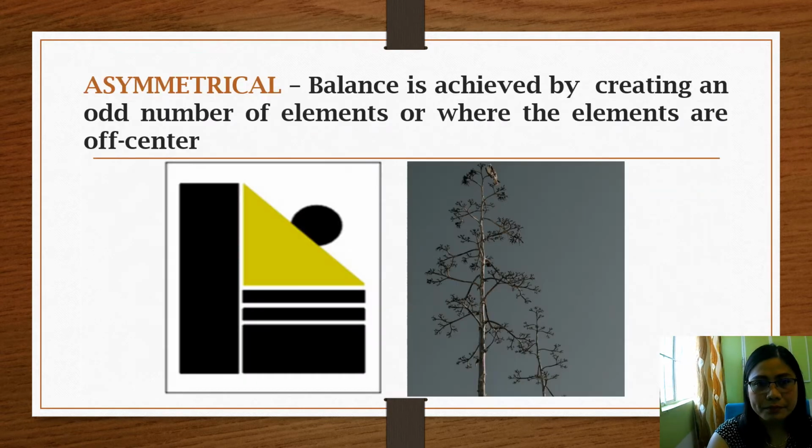So, next is the asymmetrical. So, asymmetrical balance is achieved by creating an odd number of elements or where the elements are off-center. So, ano ba yung purpose, class? Bakit minsan naglalagay ng parang asymmetrical na design or asymmetrical yung pinaka-balance sa loob ng isang design? Kasi ang purpose nun is, of course, to grab the attention of the audience. So, a proper asymmetrical layout, class, automatically brings kasi the viewer's eyes to the focal point.